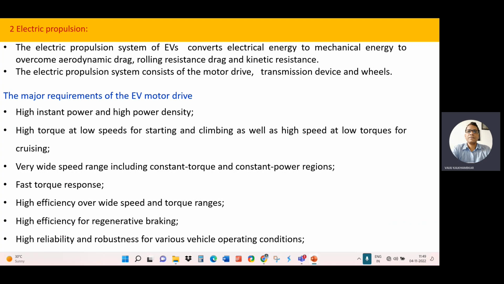And next is high reliability and robustness for various vehicle operating conditions. So the vehicle design and the components, such as the motor drive and transmission device, all should be reliable. They should work properly and they should be robust, sturdy, compact. They should have good life for all vehicle operating conditions because the vehicle will operate on various road conditions. It will not always operate on a smooth road. It may have rough road conditions. Torque may be different, but for every condition, it should give better options.